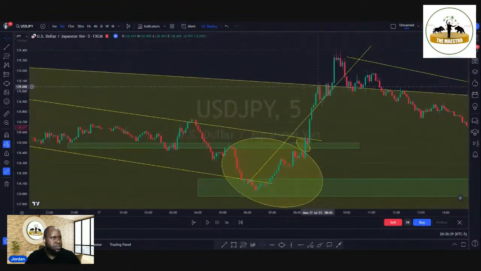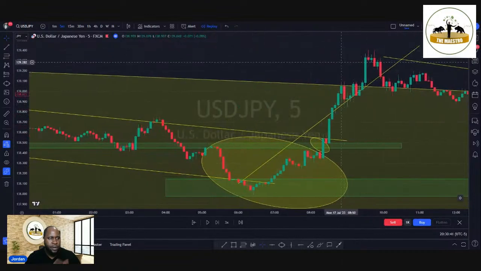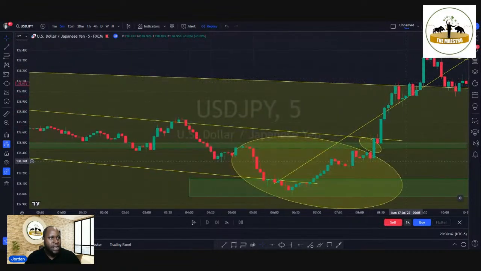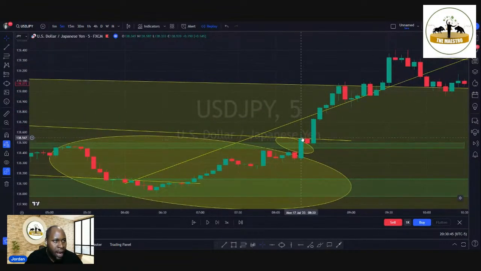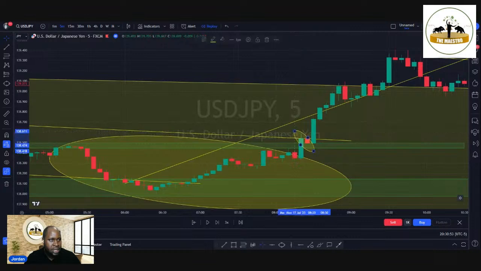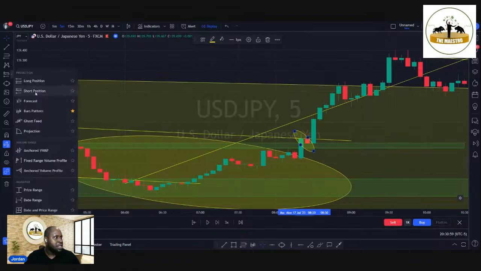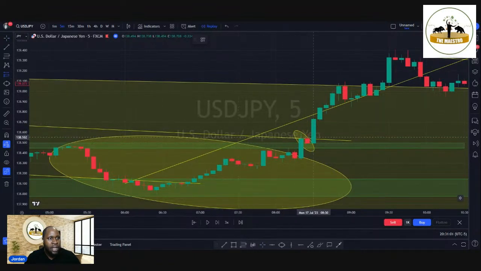Okay? So on the 5-minute, perfect. On the 5-minute, it breaks resistance right over here. I hope you guys see that. On the 5-minute, it breaks resistance right over here. Right over here. So your entry actually ends up being right over here.